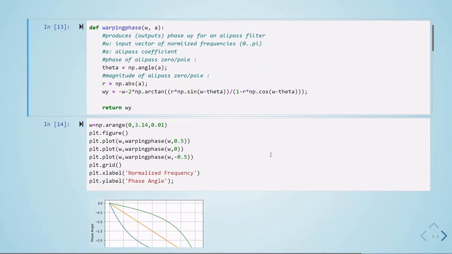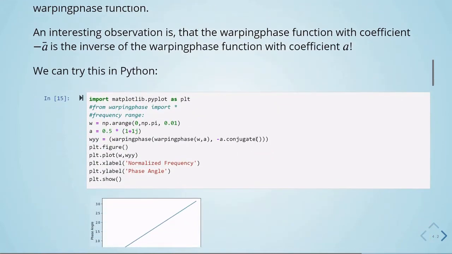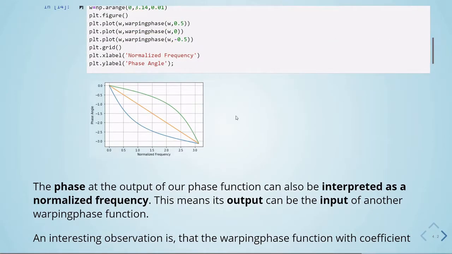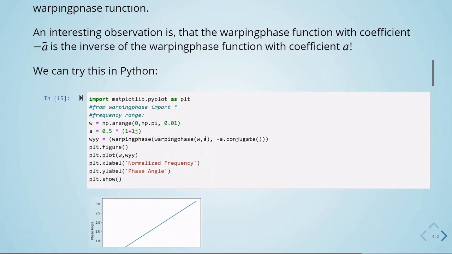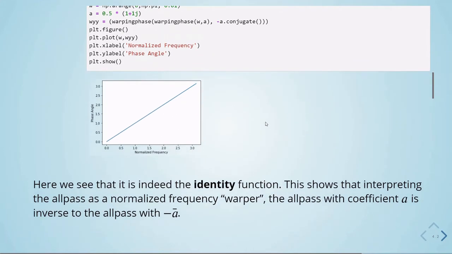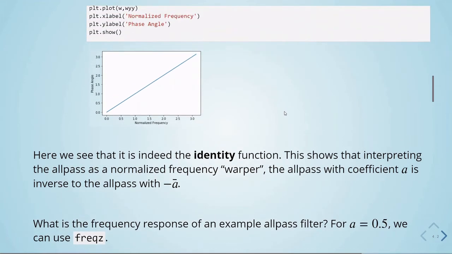So if we remember, the warping phase takes an input vector of normalized frequencies, and the all-pass coefficients. So the all-pass coefficient now is the minus A conjugate, and the frequencies are the warping phase of A. Then we see that indeed this is the identity function, and this shows that interpreting the all-pass as a normalized frequency warper, the all-pass with coefficient A is inverse to the all-pass with minus conjugate A.